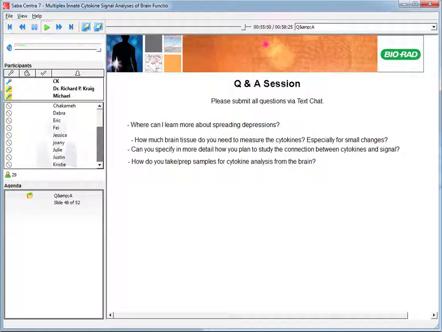Okay, excellent. Sounds very challenging to get reliable readings. And let's see, you got another one? All right. I'll pause just a moment, see if there are additional questions. Presently, I'm not seeing another question. Is that the how do you? Yeah, I have. How do you prep samples for cytokine analyses from the brain?